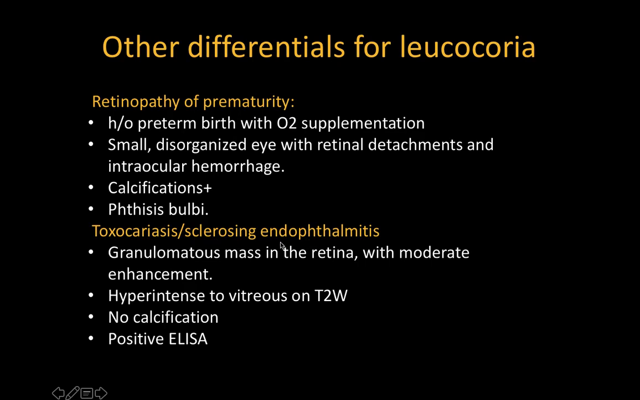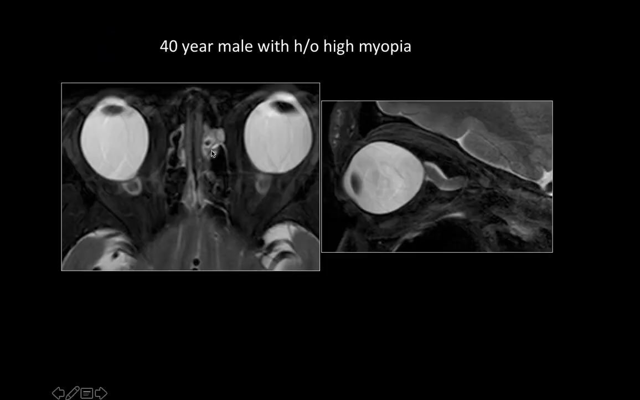Usually, when we have sclerosing endophthalmitis, all the layers of the globe will be involved and they'll be showing enhancement, and there may be associated granulomatous mass in the retina. However, these are difficult to differentiate only on imaging, and you need other serological examinations.